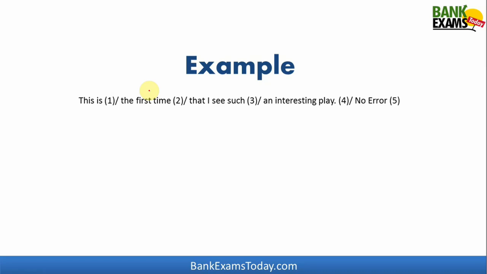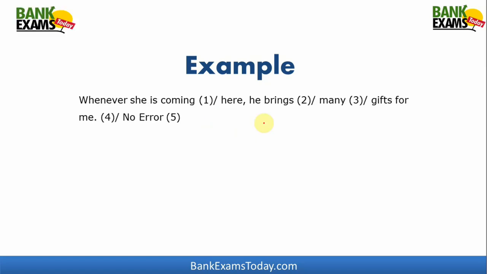Next, the sentence is, this is the first time that I see such an interesting play. The play has ended and the person is speaking about the play, which is very interesting. So it should be, I have seen. Whenever you are using a sentence which is describing an activity which has ended and you haven't experienced that kind of thing in the past, then you should always use perfect tense, present perfect tense. Clear?